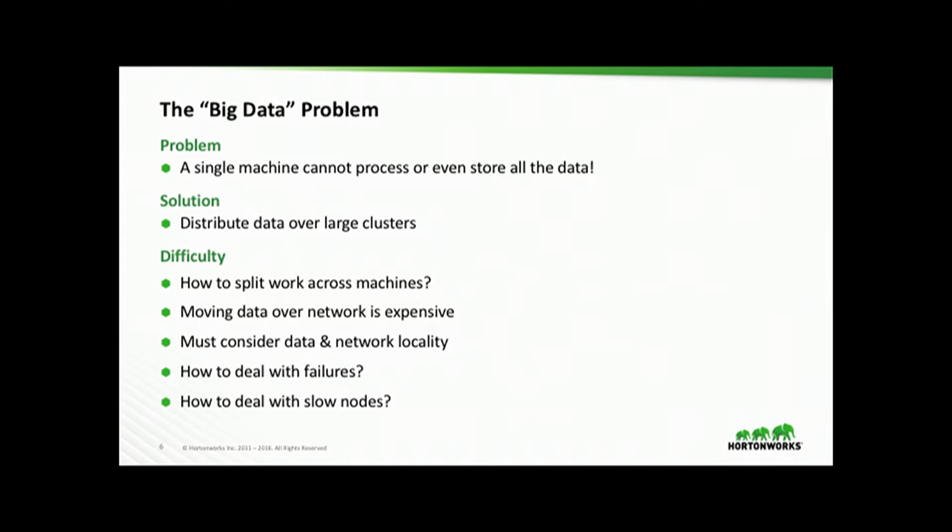On one hand, you have the single machine that cannot process or even store all the data. That's why we're talking about distributed, map reduce, and now Spark with its own engine. And the solution is to distribute everything across large clusters. The difficulty always is, how do you split it across the machines? How do you move the data across the network nodes? And moving across network nodes is generally expensive. You must consider where's the data, what's the data locality, a network locality in and of itself, how do you deal with failures, and of course, how do you deal with slow nodes?